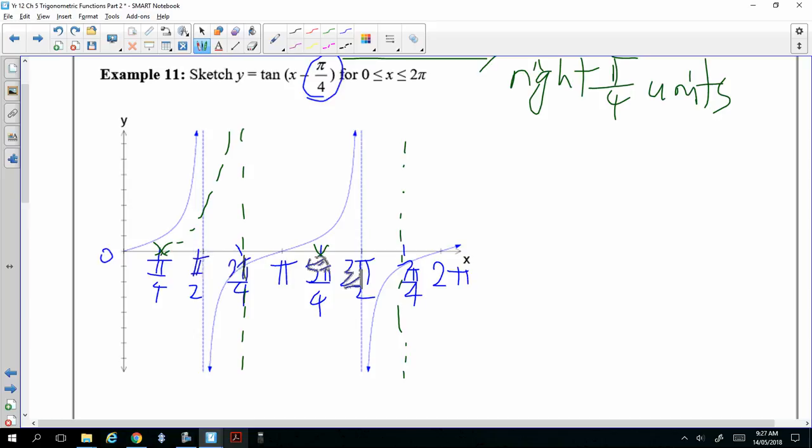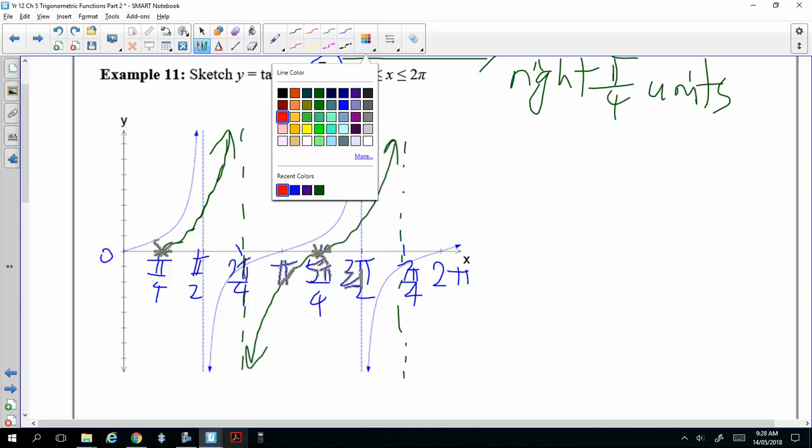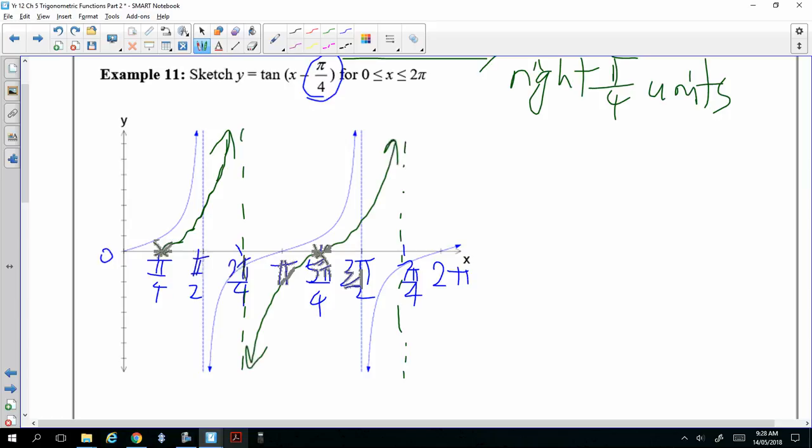So basically, the gap between them is always pi on 4. Right? The gap, pi on 4.